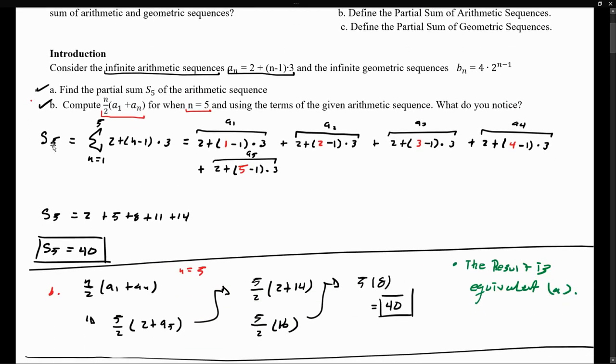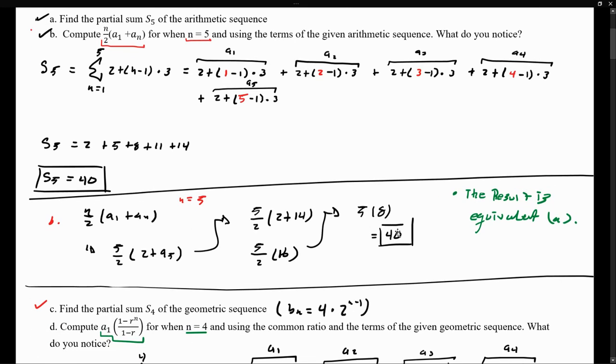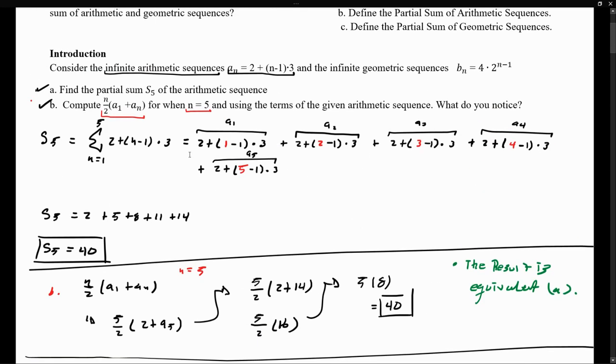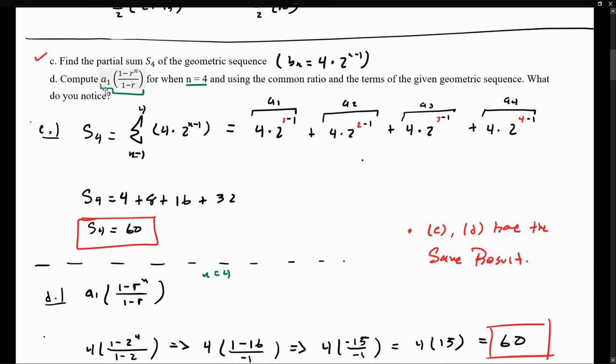This should make a little more sense now, because we have two ways. Either we can add all the terms that we want, or we can just use the formula and we will get the same result. So this is the expression that we'll be using for an arithmetic sequence, and this is the expression that we'll be using for a geometric sequence.